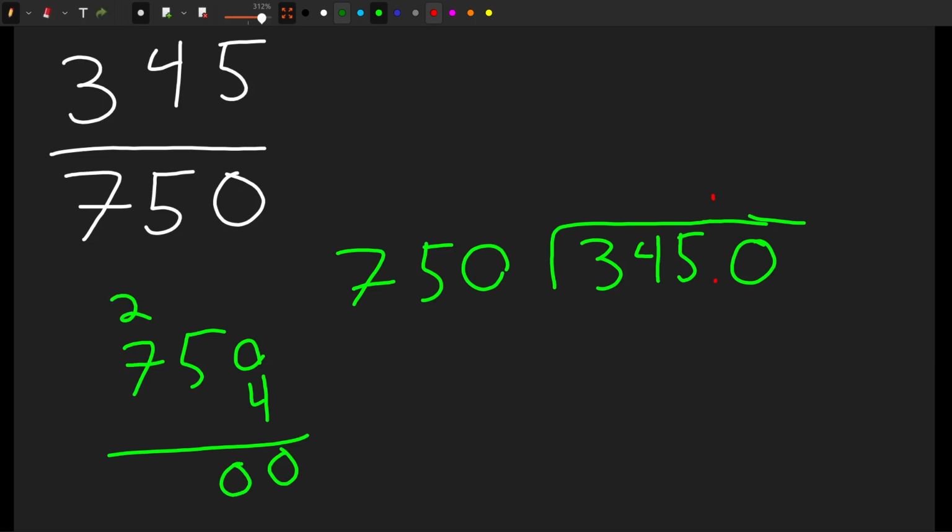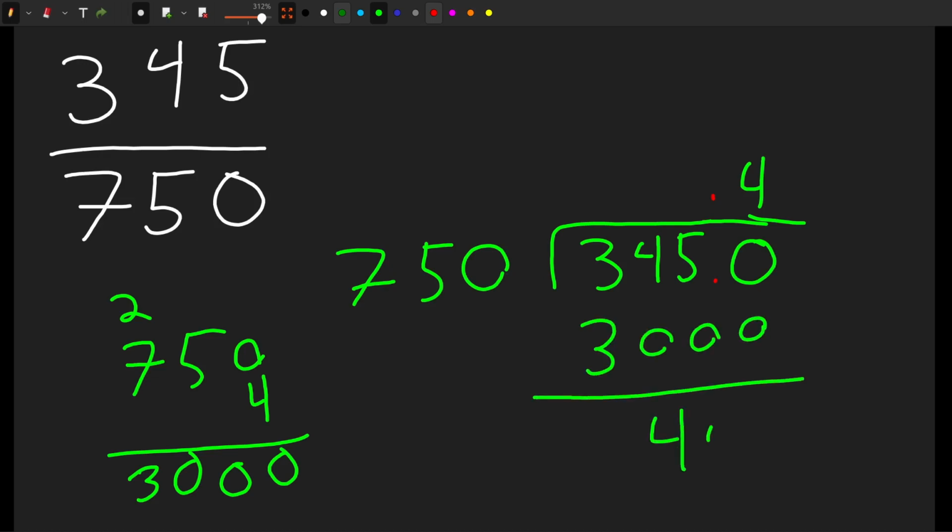Carry the 2. 7 times 4 is 28. Add 2 more, I get 30. And so I'm going to get 3,000 on the bottom. Subtract this out, I'm going to get 450. Add another 0. And so now 750 goes into 4,500 how many times?